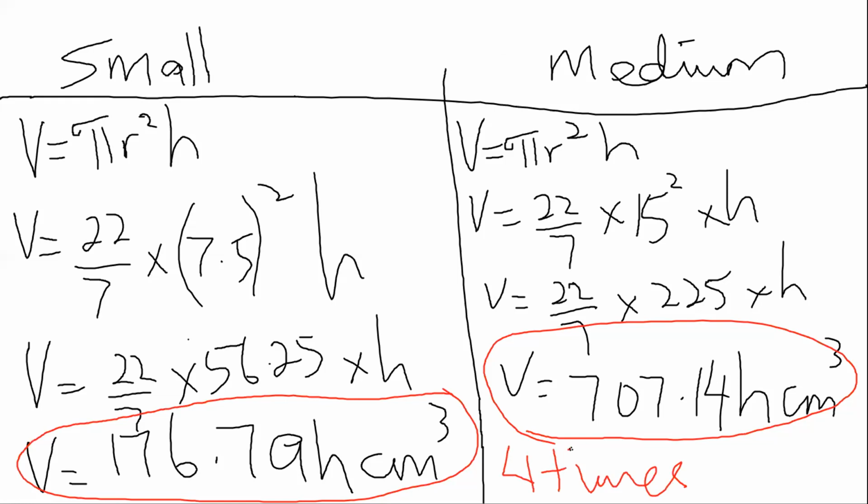The question asks: is a medium pizza twice as large as a small pizza? Use calculation to support your answer. So you will have to say, no, a medium pizza is not twice as large as a small pizza, but rather it is 4 times. Sorry, 4 times. It is 4 times a small pizza. You all follow? Yes, sir. All right.